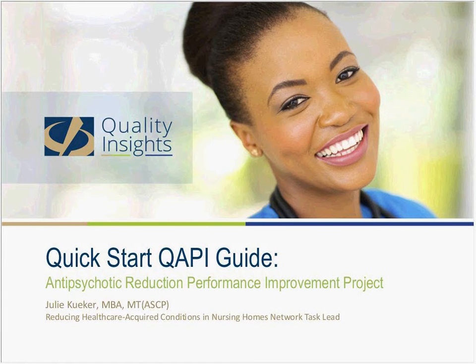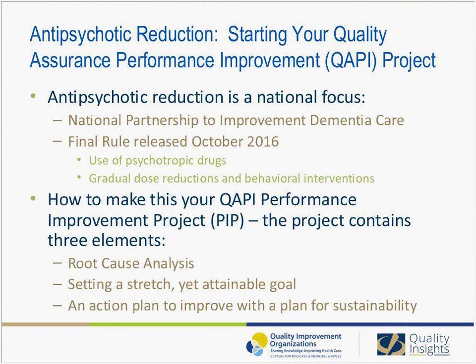Thank you, Krista. In this session, we hope to provide you with those tools and resources to get you quickly and easily started for this topic's performance improvement project of antipsychotic reduction. For QAPI, you will want to have at least 3 elements in this performance improvement project. And antipsychotic reduction is an important one for you because it does have that national focus. It's a focus in the National Partnership to Improve Dementia Care.